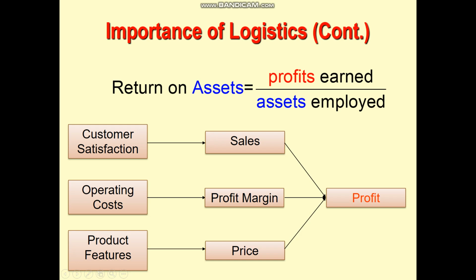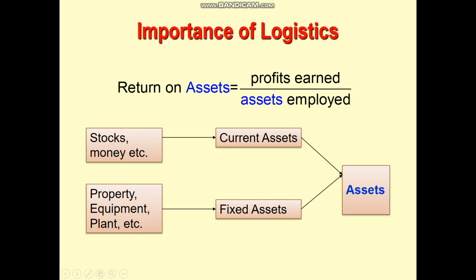So in the production part, we try to improve the product features so that we can increase the price. And when the price increases, the profit will increase. So logistics helps us to improve the profit. How about asset? We have two groups of assets: the current asset and the fixed asset. Fixed asset is like long-term asset, like equipment, plant, buildings, property. Current asset is short-term asset, like stock or money.